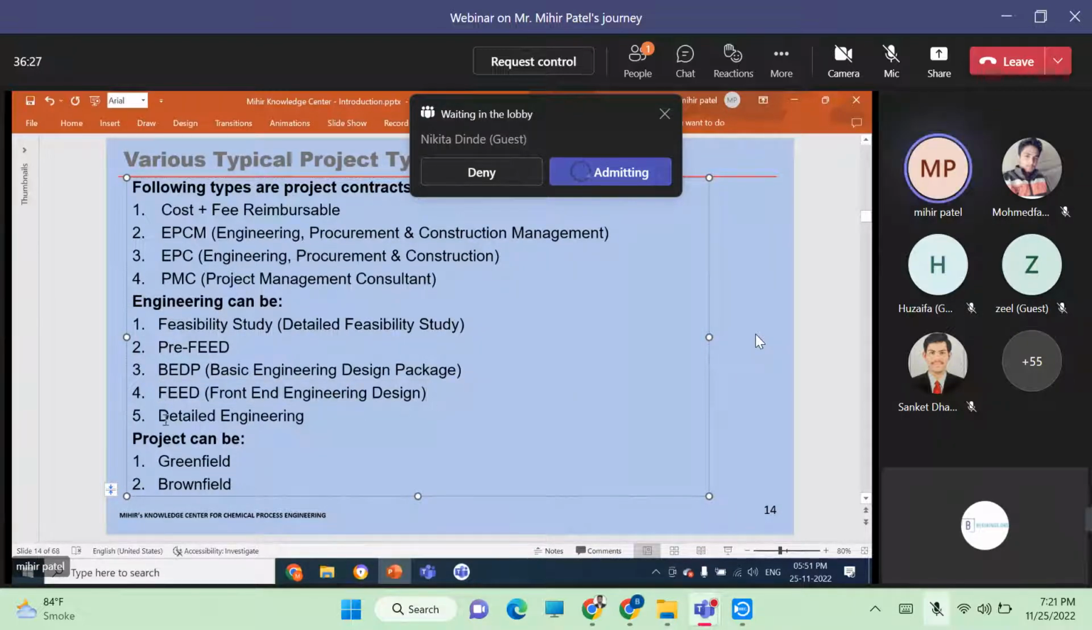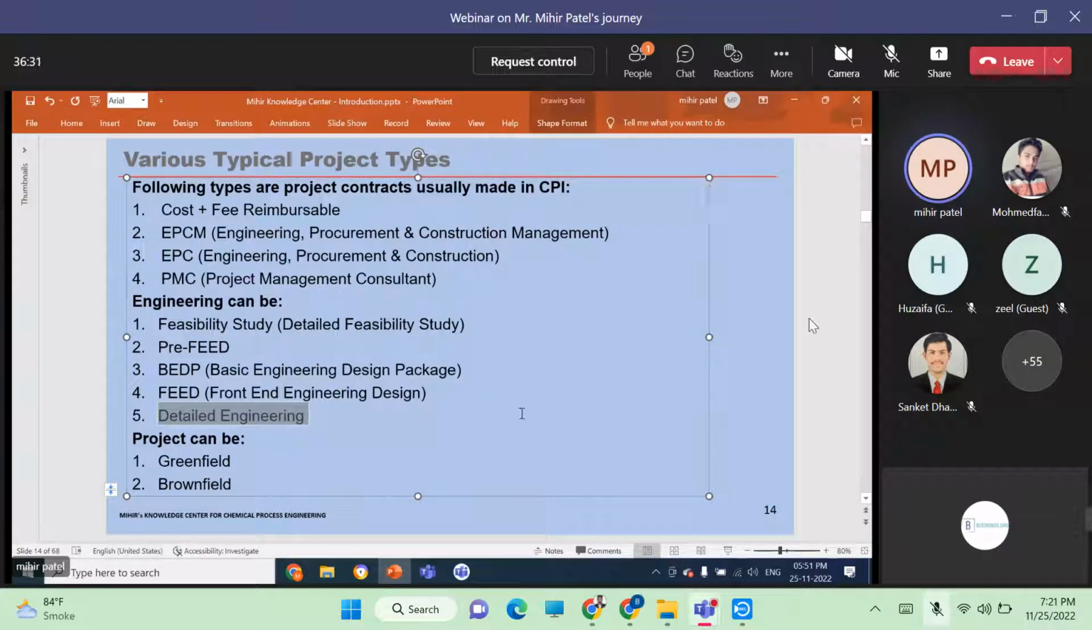Then the EPC contractor will carry out the detail engineering. This is where procurement is actually carried out and you issue documents for construction, so that the actual plant can be erected. I will explain all this as we go along. Now, a project can be greenfield or brownfield. This also we'll elaborate on in the upcoming slide.